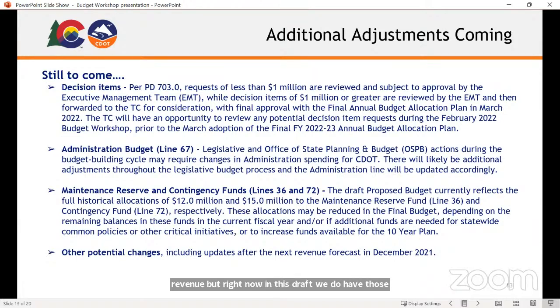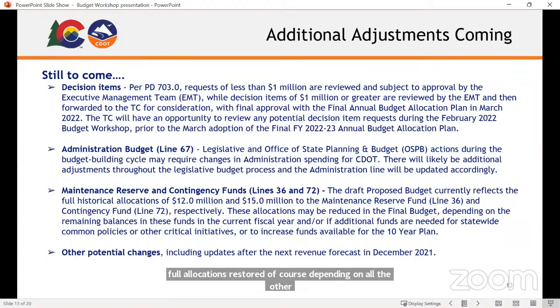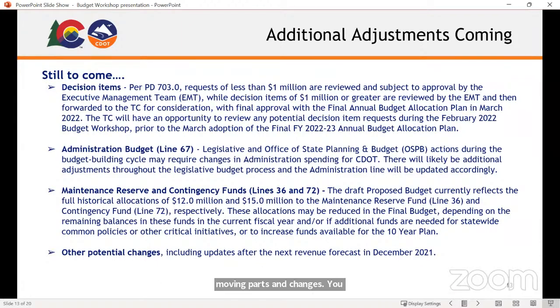Of course, depending on all the other moving parts and changes, we may need to address that, but that's where we're at right now. And then we do another quarterly revenue forecast update in December. If we see any big changes, we may want to make the decision to change the budget based on that new forecast. So that's a possibility.